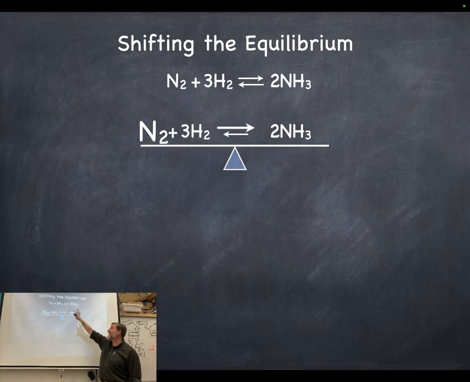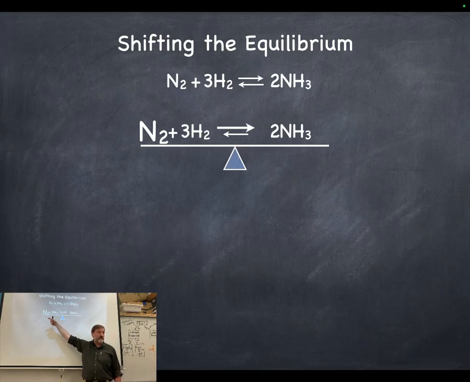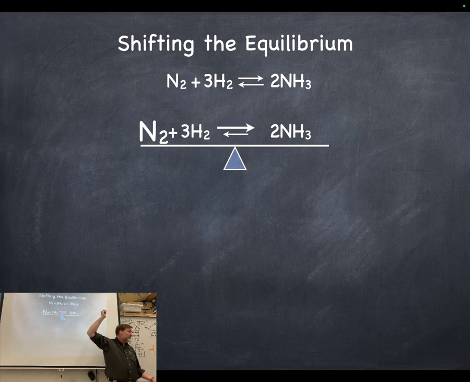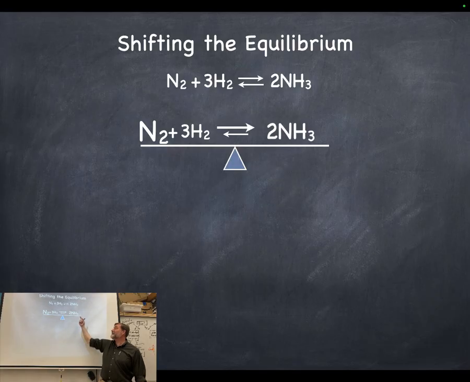I'm now creating ammonia faster than I'm using it up. At the start, it was in balance. The rate that the ammonia was getting created and the rate it was getting used up balanced out. That's why all the concentrations stopped changing. But with this change, with this disruption, with this stress on the system, I've thrown that out of whack. And so now the amount of ammonia is increasing. It's going up because I'm creating ammonia faster than I'm using it up.